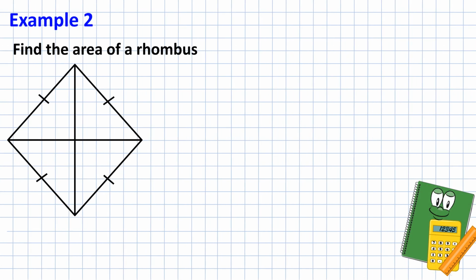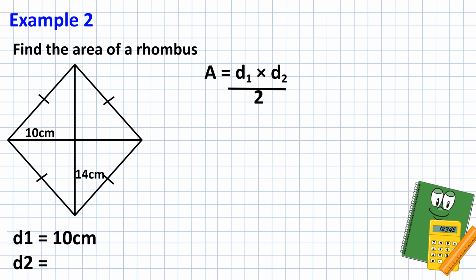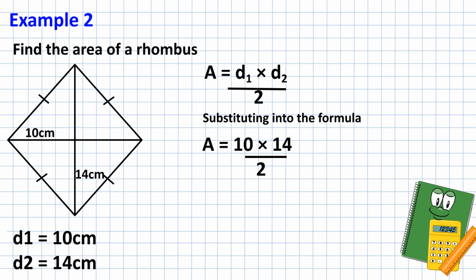Here is a second example. We have a rhombus with a horizontal diagonal of 10 centimeters and a vertical diagonal of 14 centimeters. Again, we note our values. Diagonal 1 is 10 centimeters and diagonal 2 is 14 centimeters. Substituting these into our formula, the area equals 10 times 14 divided by 2, which is 140 divided by 2. After dividing, we find the area of this rhombus is 70 square centimeters.